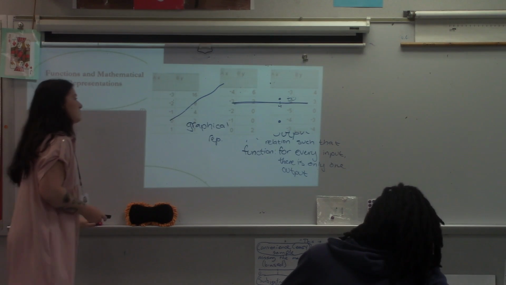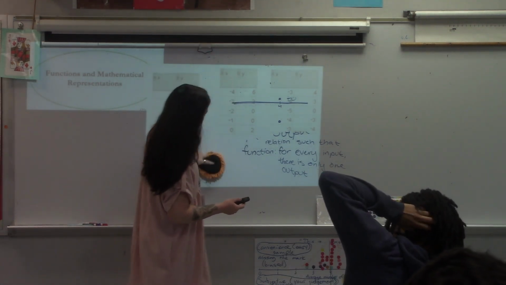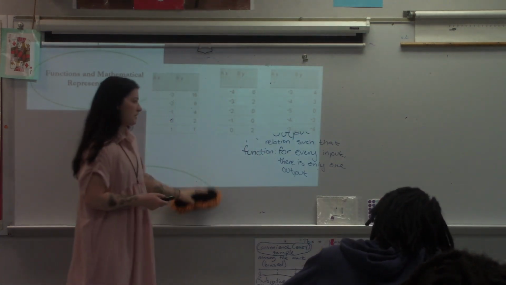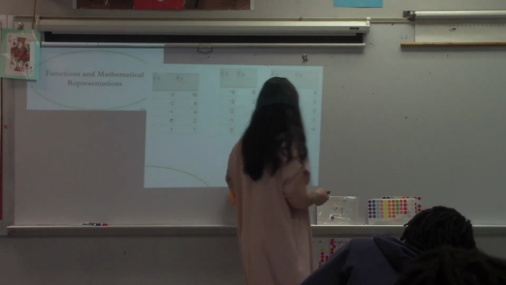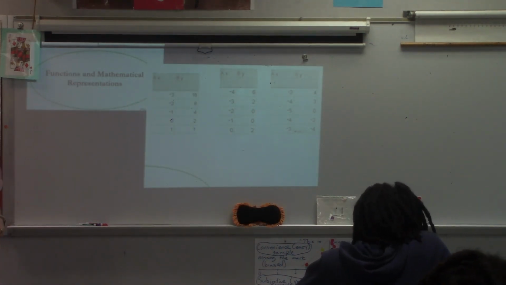Alright, same thing with the tables. Can you do a vertical line test on a table? No. Right? You're not visualizing anything. But what's a way you guys think we could figure out if it's a function or not by using tables?